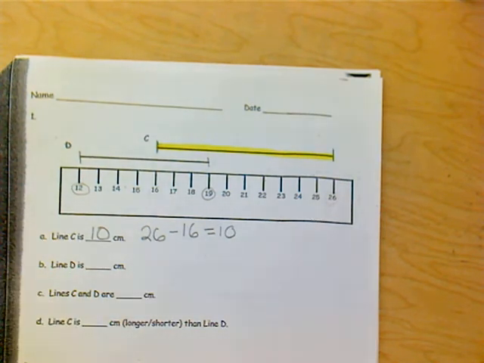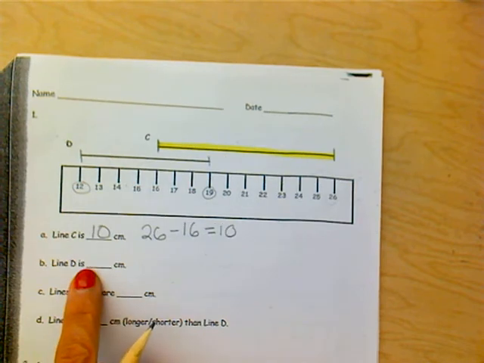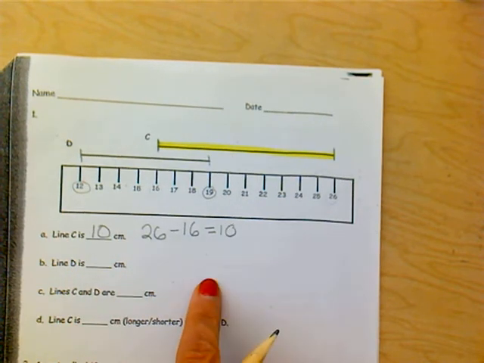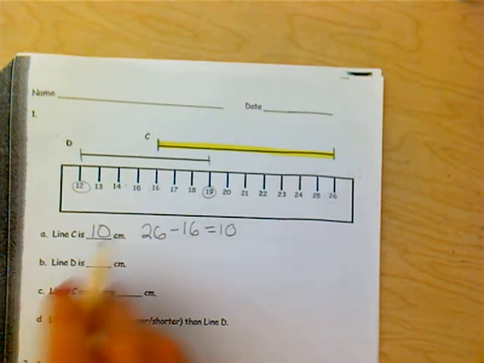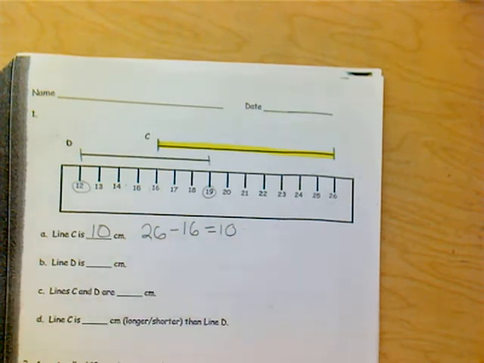I'm going to tell you to stop the video, put it on pause, and see if you can figure out how long line D is, counting how many centimeters between 12 and 19, and also setting up an equation to solve that. Okay, so pause the video.